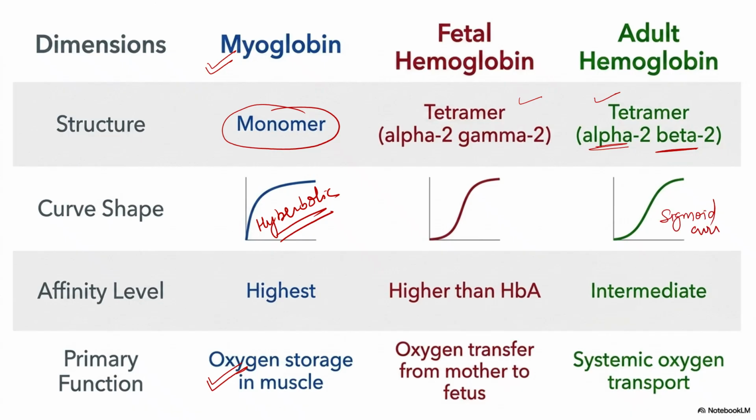Sigmoid curve it is getting, and its work is for the oxygen transport. Come to the fetal hemoglobin. It is structurally a little different. It has 2 alpha but not 2 beta. It has 2 gamma.